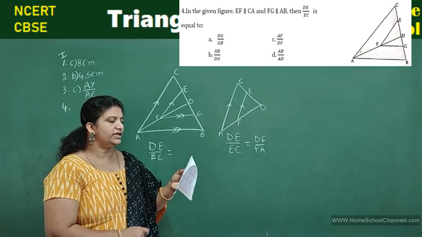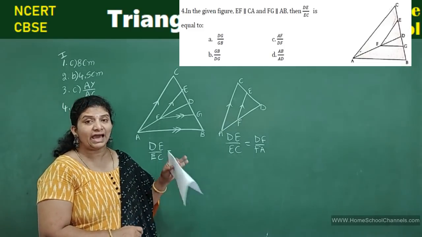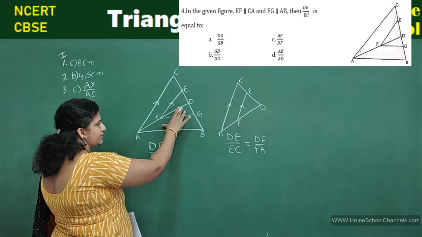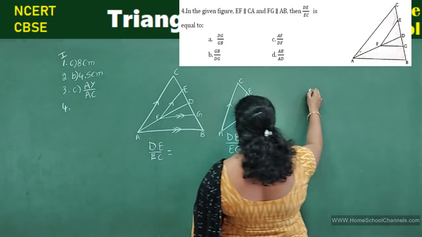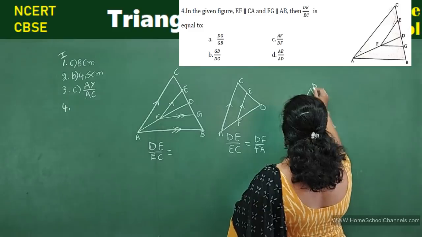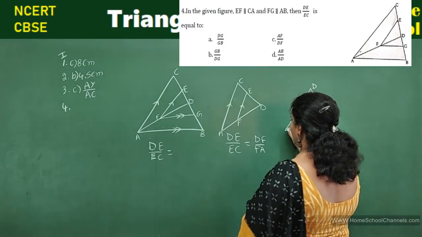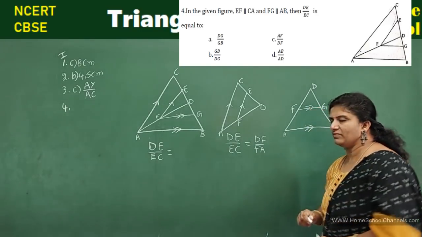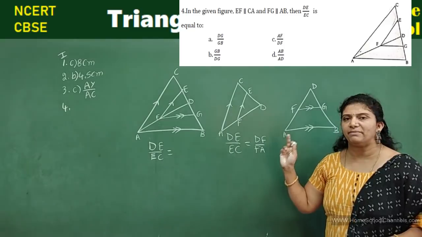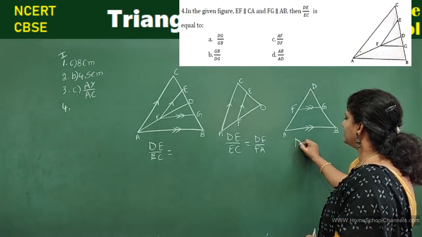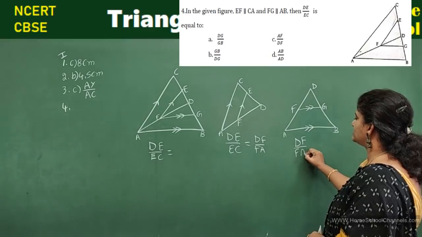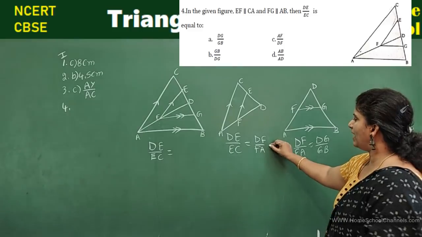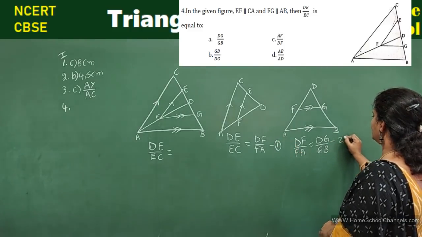Check for the answer. DF by FA is there? No, we have another pair of triangles. Now observe this pair of triangles, and let me draw the figure: D, F, G, A, B. FG is parallel to AB. Again, if these 2 are parallel, by the basic proportionality theorem, I can say DF by FA is equal to DG by GB.